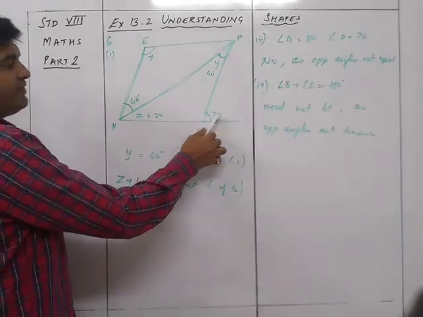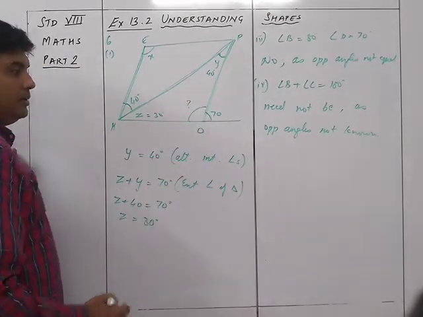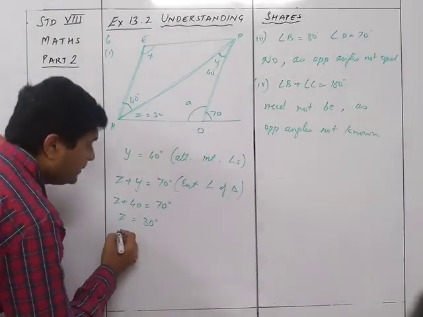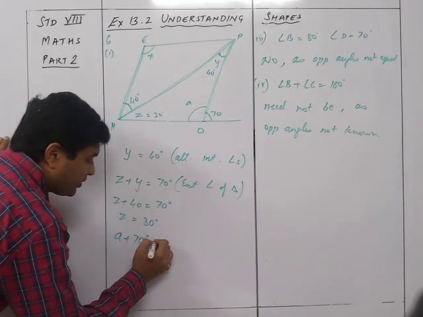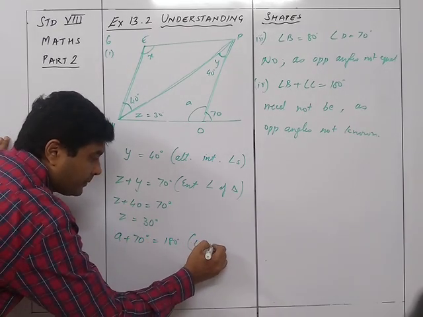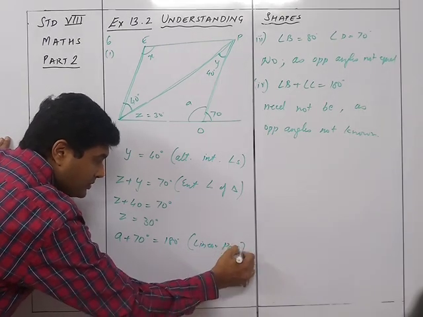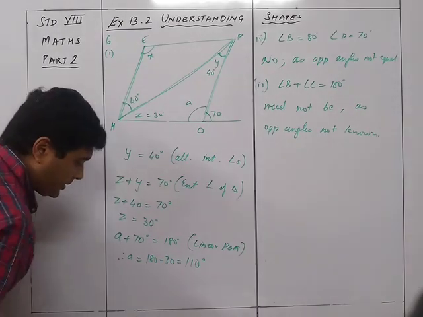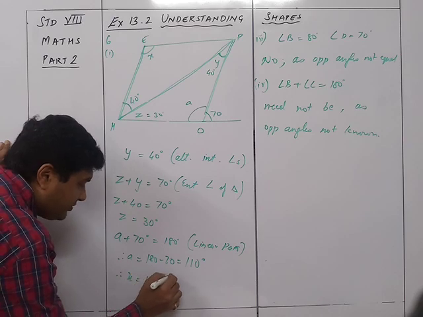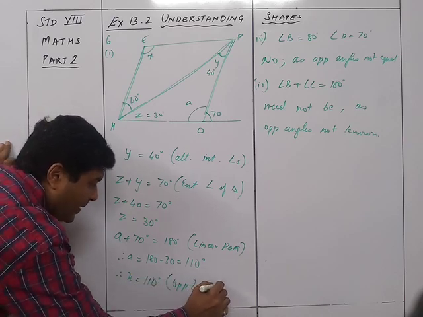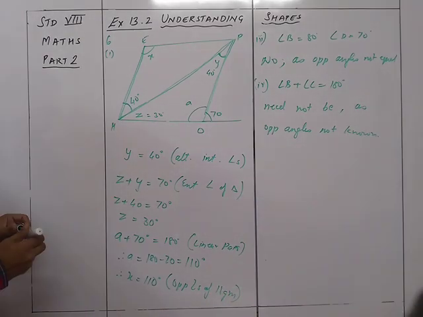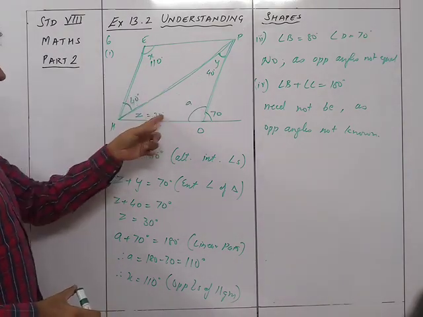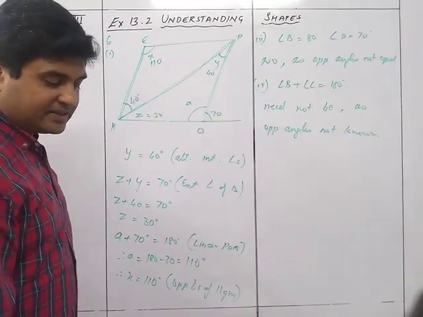So the next is, if this is 70, this over here will be, by linear pair, equal to 110 degrees. So we have over here A plus 70 is equal to 180 degrees. It's linear pair. Therefore, A is equal to 180 minus 70 is equal to 110 degrees. Therefore, X is equal to 110 degrees, opposite angles of parallelogram. So that gives you X as 110. X 110, Y 40, Z 30. So that was sum number 6, the first.